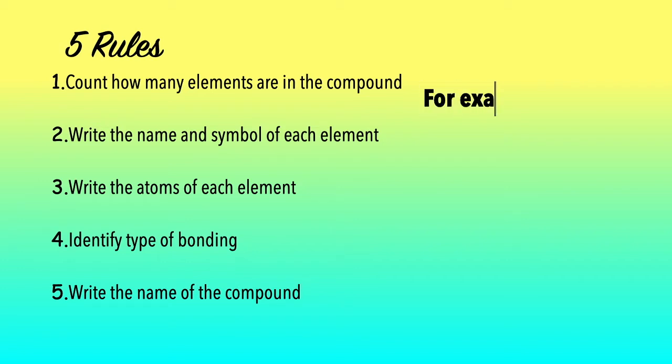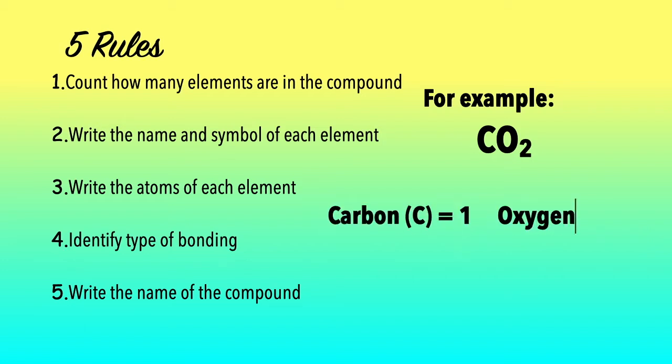Let's take a look at a quick example. We have the following: CO2. First thing we want to do is count how many elements are in the compound. So we have carbon and oxygen. So I'm going to go ahead and write the name and symbol of each element.